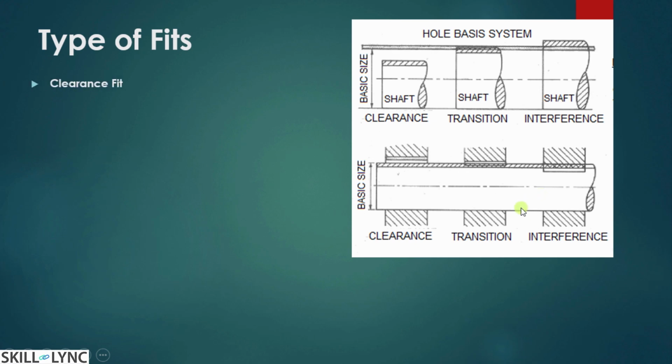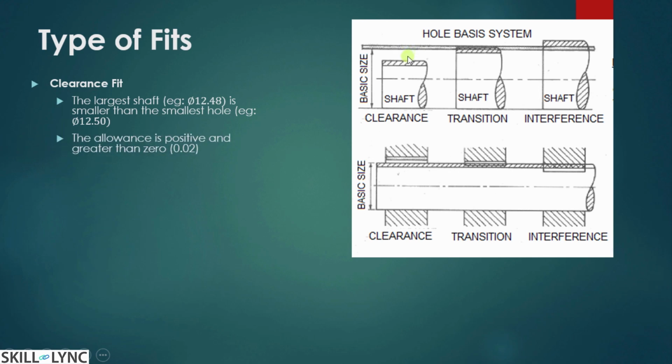That is, we have a clearance fit. What is meant by clearance fit is that the largest shaft that is possible is going to be smaller than the smallest hole. Consider in this example, the largest possible shaft that is allowed by your definition is going to be still smaller than the smallest hole. So it means that there is going to be a positive allowance here, and it's always greater than 0. For this shaft, the largest shaft dimension is going to be 12.48 mm in dia, and the smallest hole is 12.5 mm. So you still have an allowance of 0.02. So this is going to be a clearance fit.